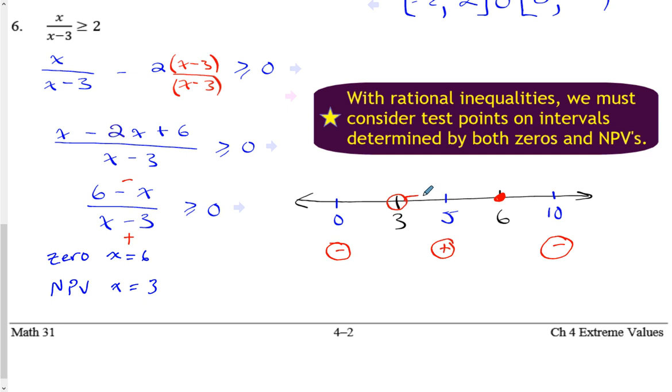And so my solution will be from 3, oops, I did the wrong bracket there. Be careful, Mr. Wagner, or I'll have to give away candy. Not including the 3, but I am including the 6, and there is my solution.